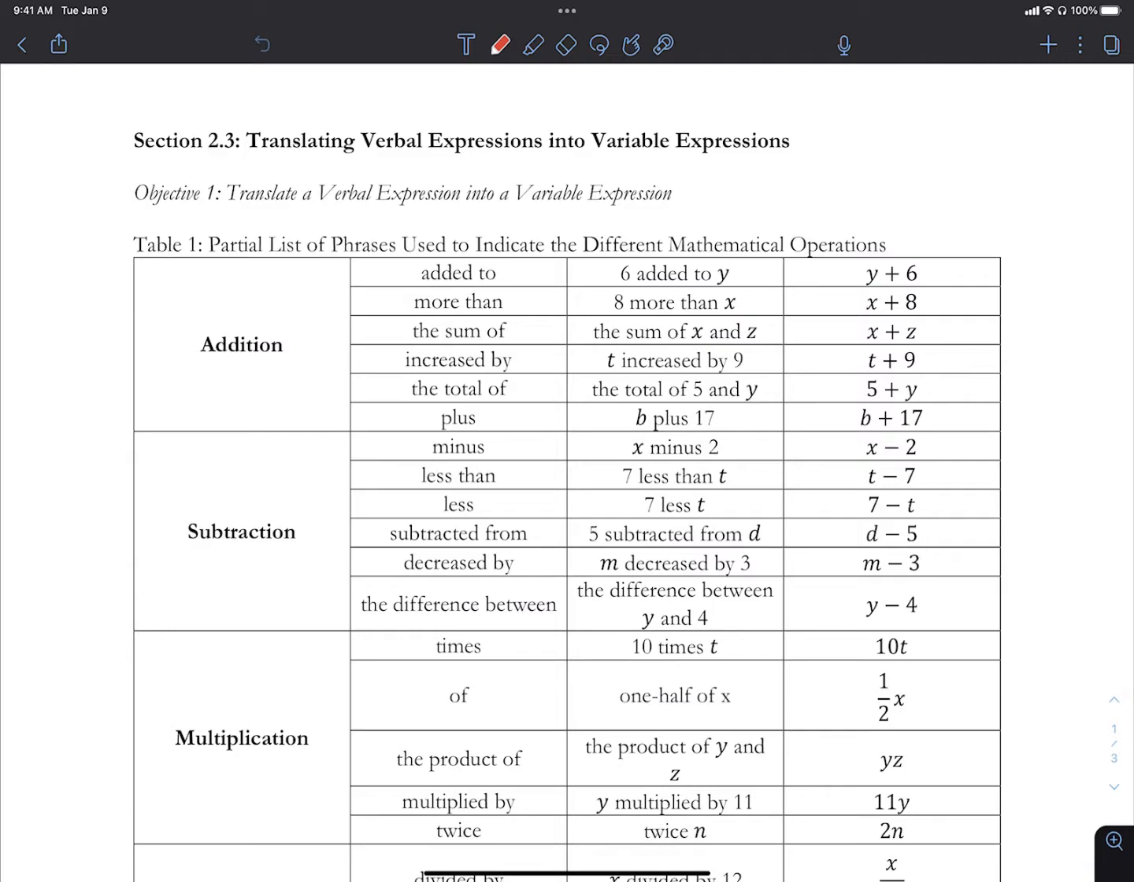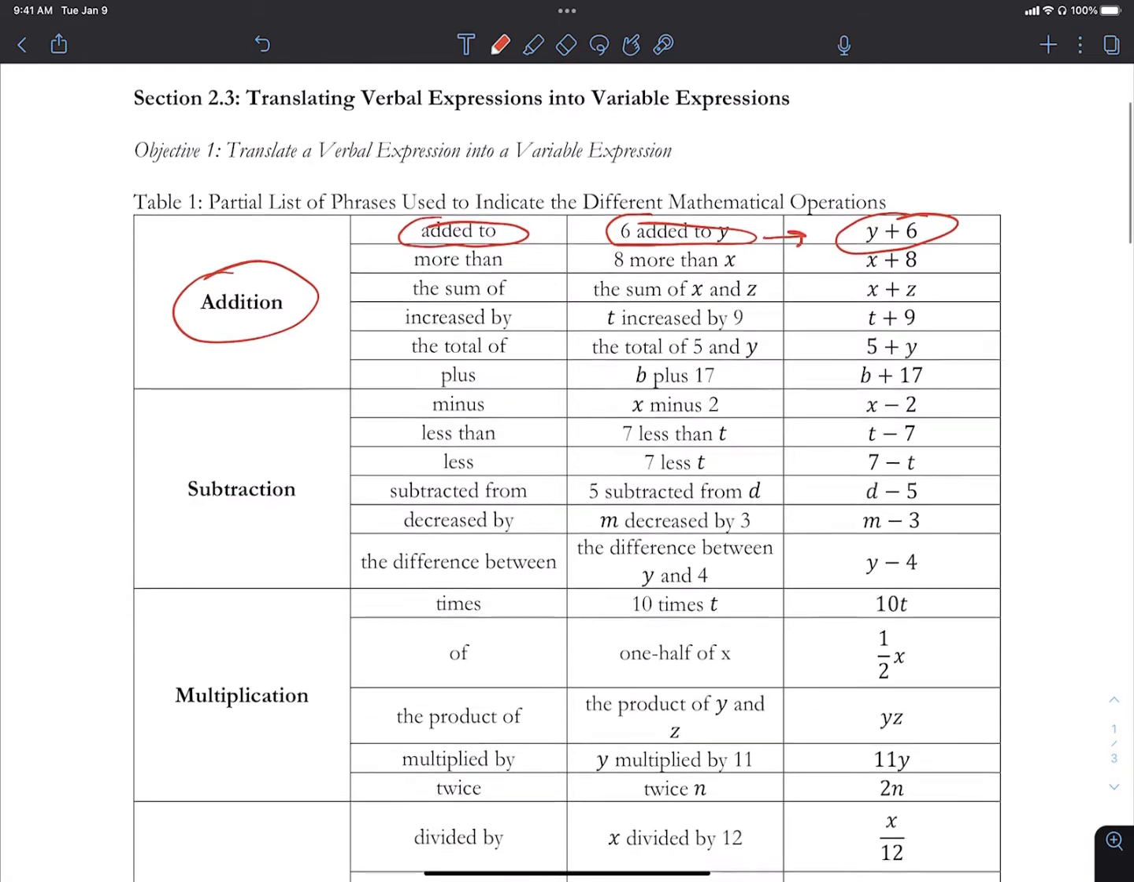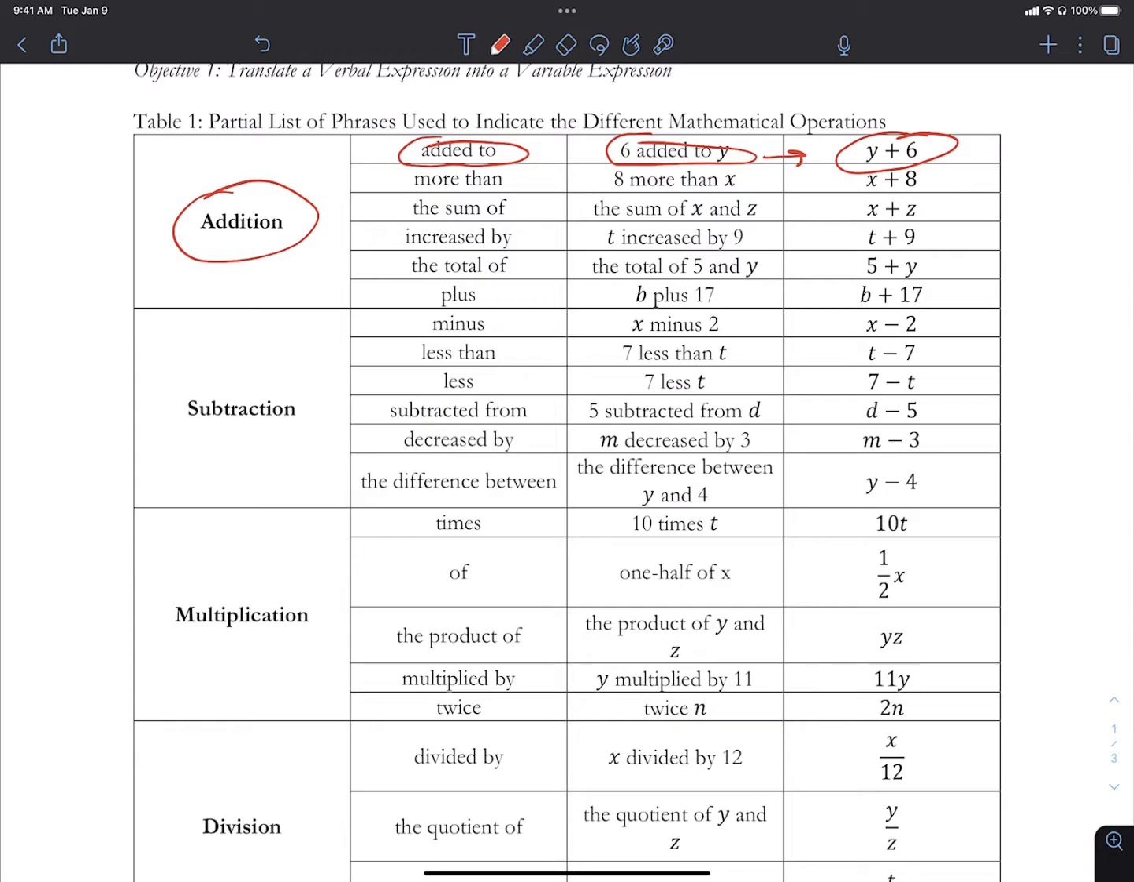right? So for example, you can see the very first one, the operation we're looking at is addition. Added to is a common phrase to use with addition. And so here is a verbal expression example, 6 added to y. So this translates into symbols, right, to a variable expression as y plus 6. Right, so you can see that listed here. Right, so you want to look over this table and be familiar and comfortable with each of these.